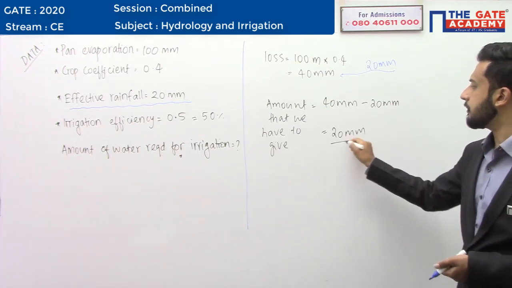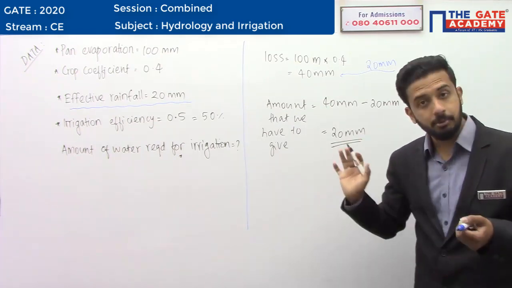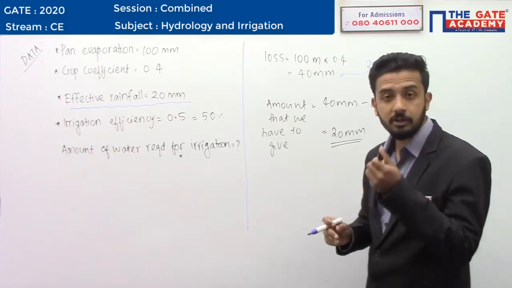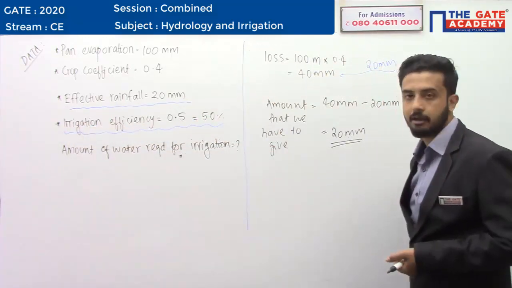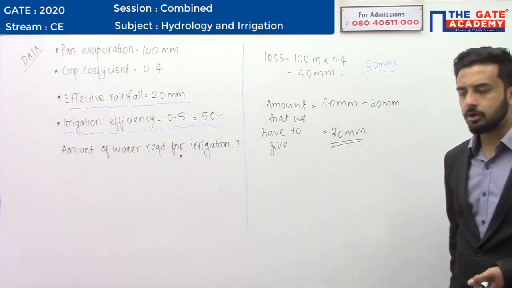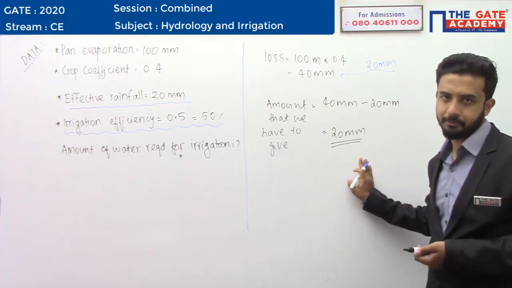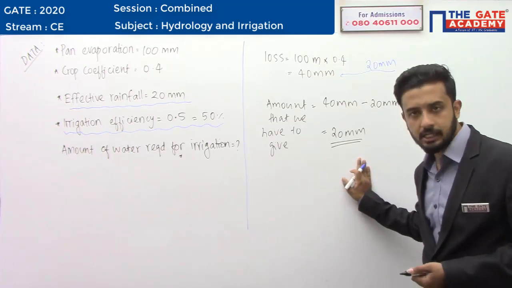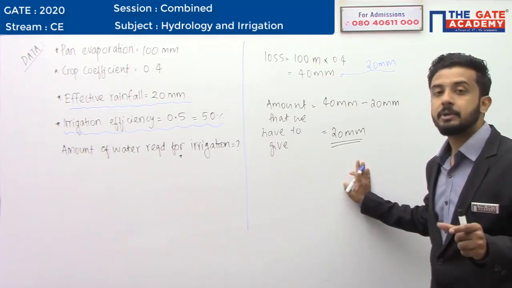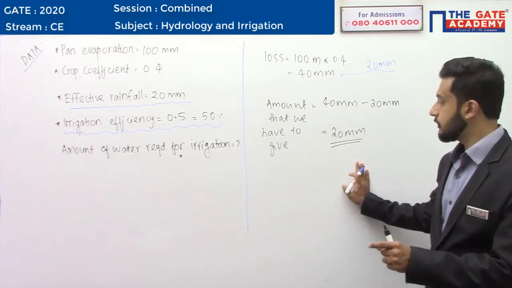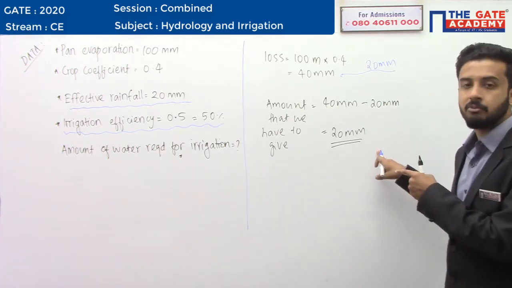So only 20 mm we have to give, this will be our answer. But for this question they have given one more additional piece of information, irrigation efficiency. In case that was not there, then the final answer will be 20 mm. But in this case they told some irrigation efficiency, which means if I am giving 20 mm, only 50% will be available there. So finally if I want 20 mm, what do I have to give?